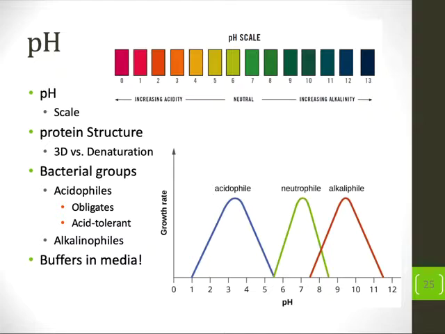However, you have microorganisms that would love or would tolerate an acidic environment. An example would be Helicobacter pylori. You have others that would like an alkaline environment. We call them alkalinophiles. They love alkaline environments. An example would be Pseudomonas.